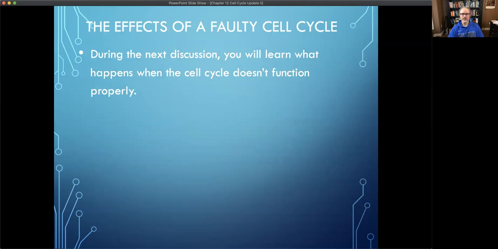Okay. So in the next presentation, what we're going to talk about is some of the effects of when this mitosis goes wrong, DNA replication goes wrong, and we get cancer and things like that. So if the cell cycle doesn't function properly, it leads to problems, and that's going to be the subject of the next discussion. Okay.